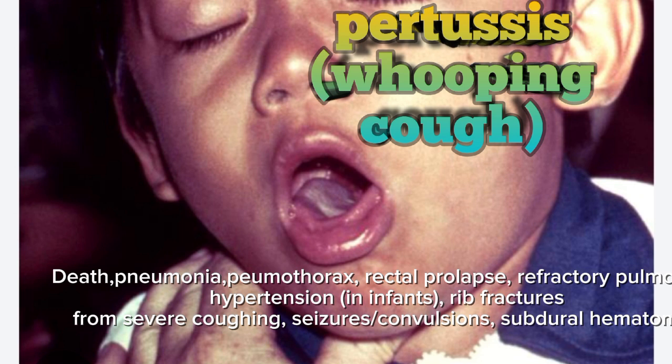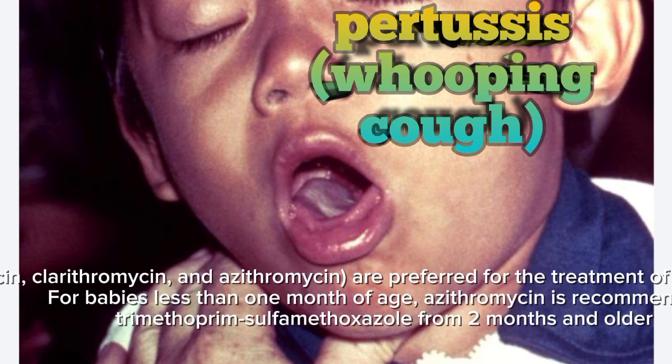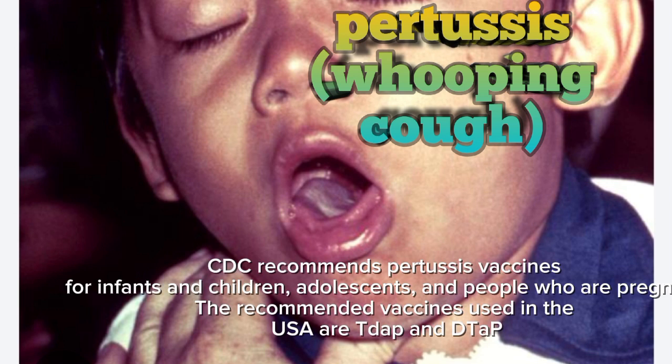pneumonia, pneumothorax, rectal prolapse, refractory pulmonary hypertension in infants, rib fractures from severe coughing, seizures, convulsions, subdural hematomas. Macrolides, that is erythromycin, clarithromycin, and azithromycin, are preferred for the treatment of pertussis for babies 1 month of age and older. For babies less than 1 month of age, azithromycin is recommended, and trimethoprim-sulfamethoxazole from 2 months and older. CDC recommends pertussis vaccines for infants and children, adolescents, and people who are pregnant.